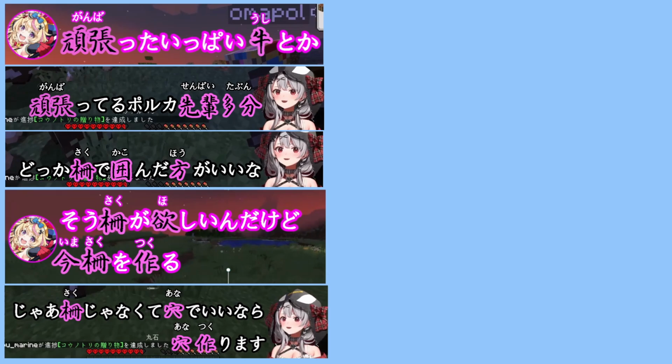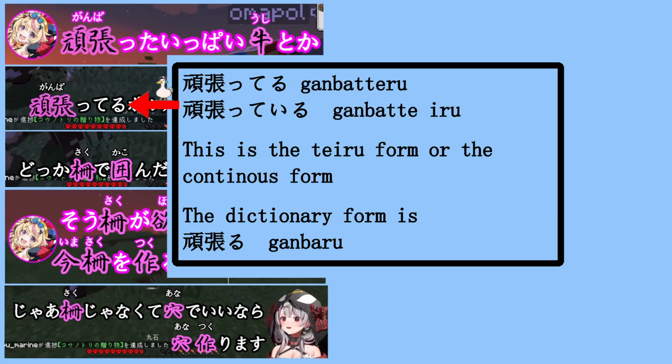A lot has been said in this short scene, but I'm certain you still can find the only one verb in the dictionary form. First of all, ganbatteru is in the continuous form and is not in the dictionary form. We will look into the continuous form in the future. And also I plan to do more practice videos, and one of them will be finding the differences between the dictionary form and the continuous form. For now, just know that this is not the dictionary form and the word we are looking for.